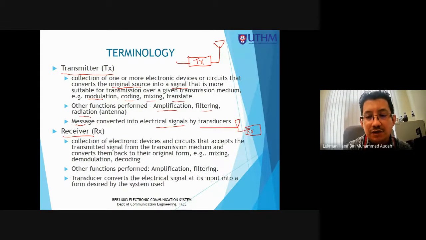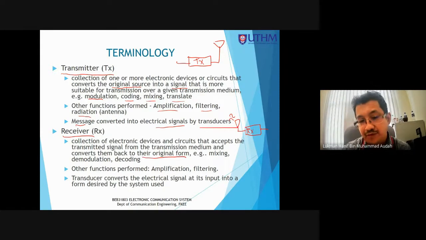Receiver consists of many electronic devices and circuits that accept the signals. Okay, we accept the signal. We receive this, we capture the signal from the transmitter, which is transmitted along the transmission medium, and convert them back to their original form. Okay, so tugas receiver adalah untuk menukar signal yang diterima kepada message yang asal. Okay, message yang sebenar, message asal.